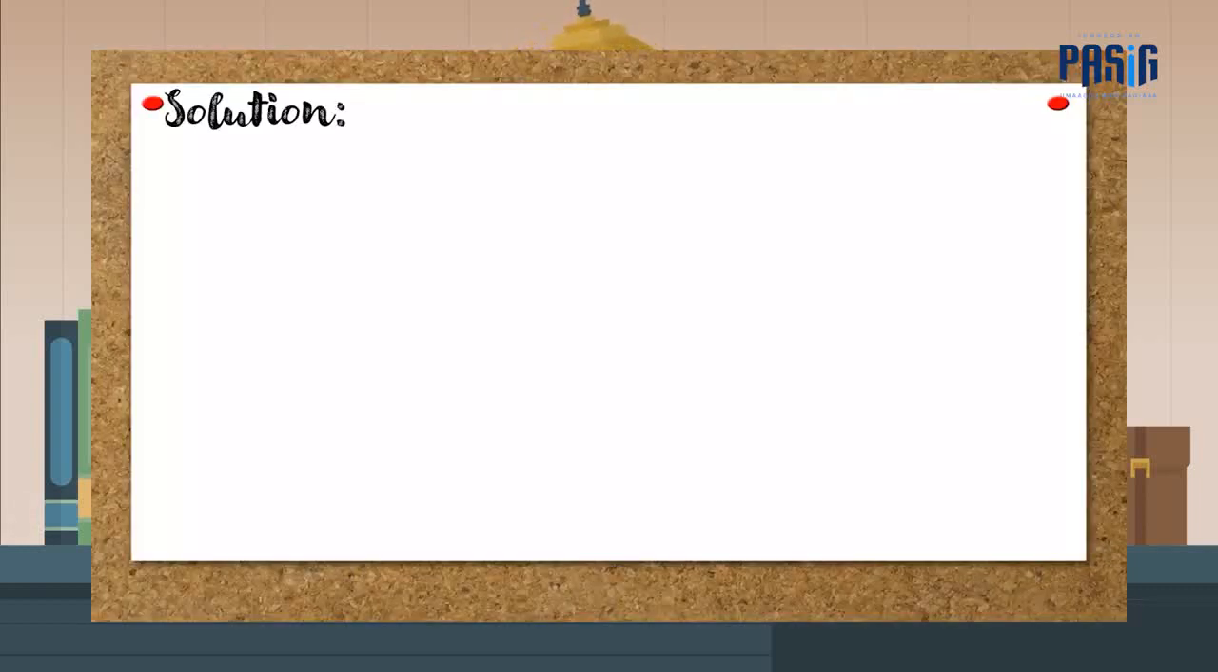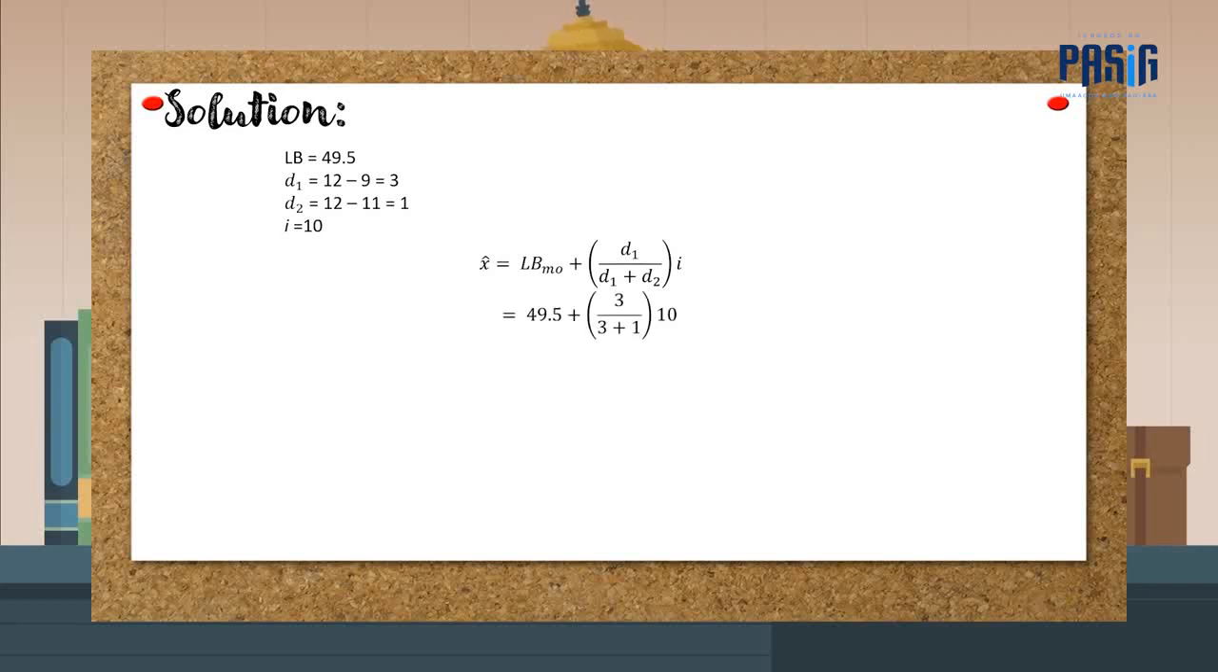So here is the solution in finding the mode of the given group data. Lower boundary is equal to 49.5. D sub 1 is equal to 12 minus 9 equals 3. D sub 2 is equal to 12 minus 11 equals 1. I equals 10. Substituting them to the formula of the mode of group data, we will have 49.5 plus 3 over 3 plus 1 times 10. And that is equal to 49.5 plus 0.75 times 10, which is 49.5 plus 7.5, which is 57. Therefore, the mode is 57.